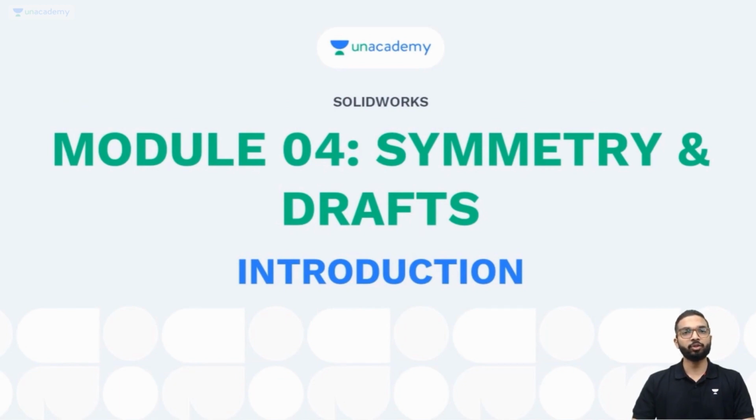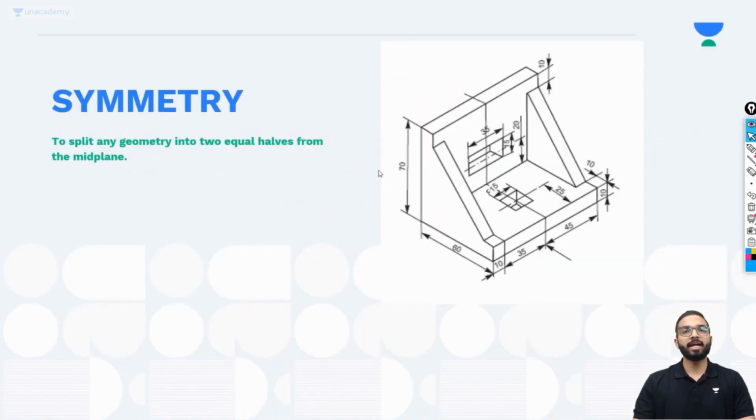In this new module, we will be learning how to develop 3D models with symmetry and drafts. In order to create 3D models having symmetry and draft, let's first take a look at what symmetry is and what draft is. Symmetry, as we all know, is a state of a 3D model wherein it can be divided into two equal halves about a plane, which can be any plane.